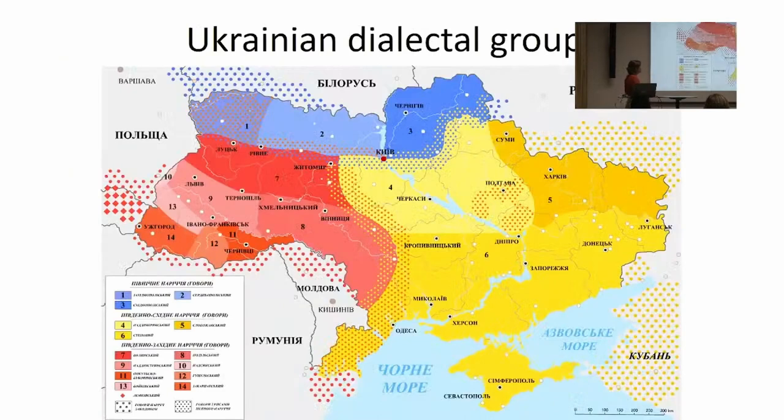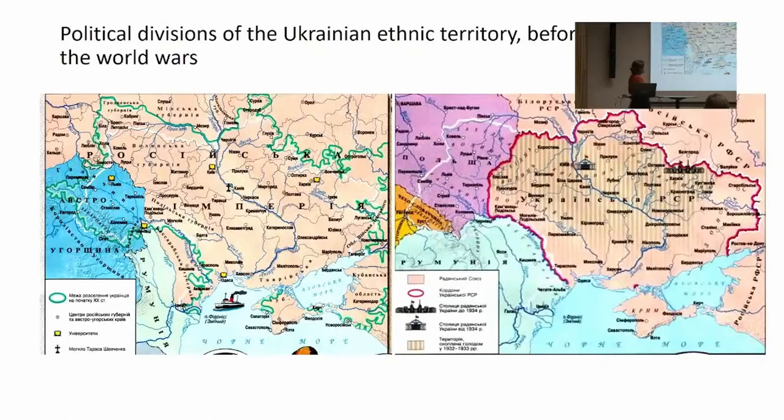Here are our dialects, the three main groups, and here is the school map, political divisions of the Ukrainian ethnic territory before and between the World Wars. I placed it here just to show you that the Ukrainian-speaking territory historically was divided. We had two main centers of standardization in Kyiv and in Lviv, and the Ukrainian language was strongly influenced by Polish and German in the west and by Russian in the central and eastern part. So it's important for our morphological dictionary.